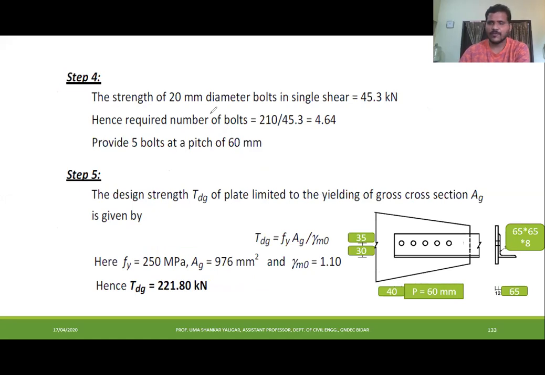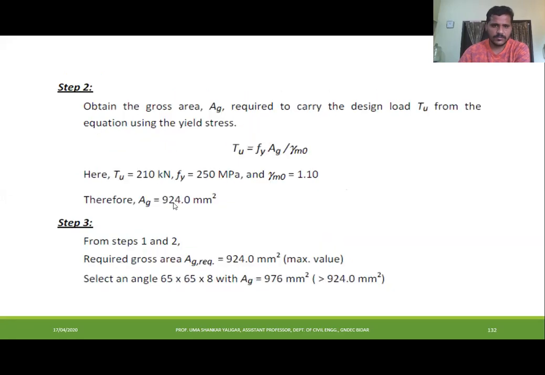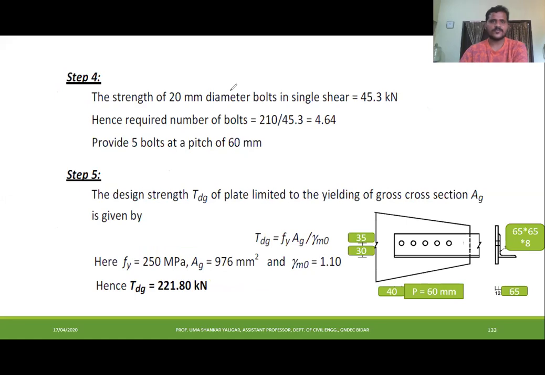Now, in step number 4, we need to calculate once again the bolt value, as you did in module 2, the bolted connections. As there is only a single angle and gusset plate, it will be single shear. Due to the single shear, you will get the bolt value as 45.3 kilonewton. Or you can take this directly, no problem. This is the strength of the bolt for single shear.